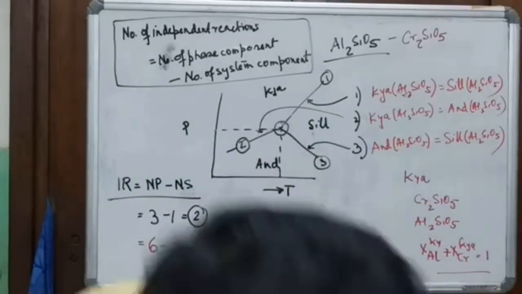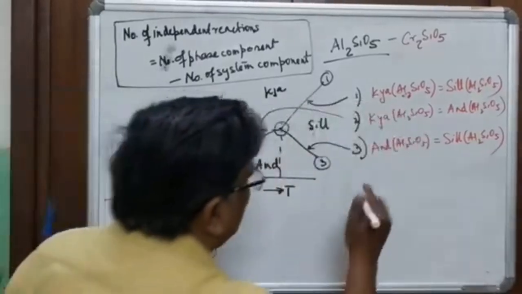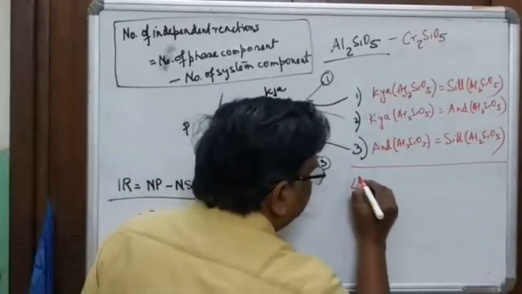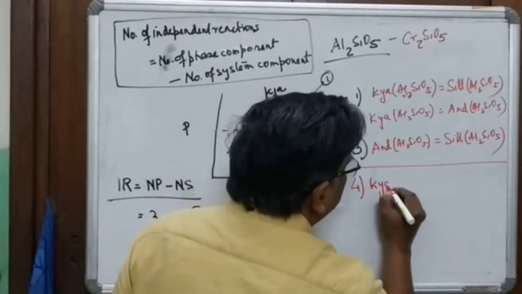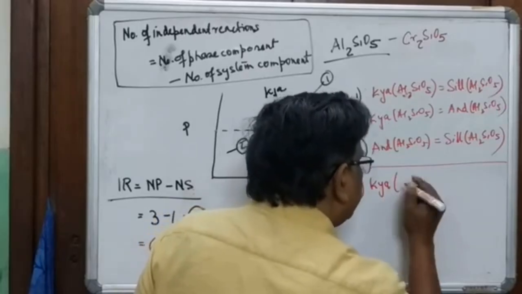Right? More specifically, I also can write 4. Kyanite, Al2. Now this time you see what I am doing.